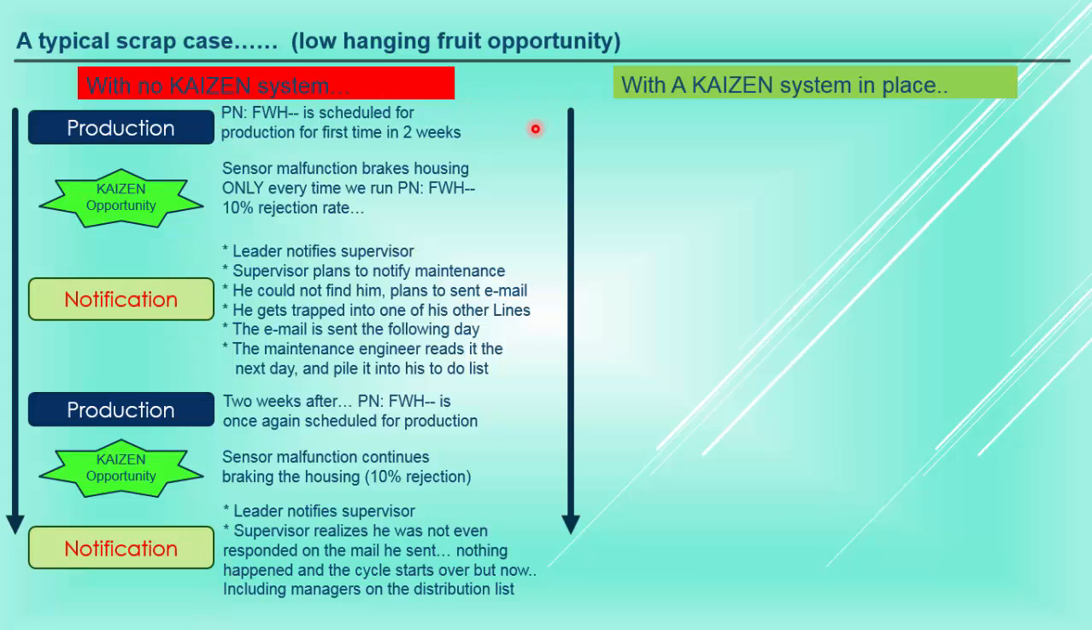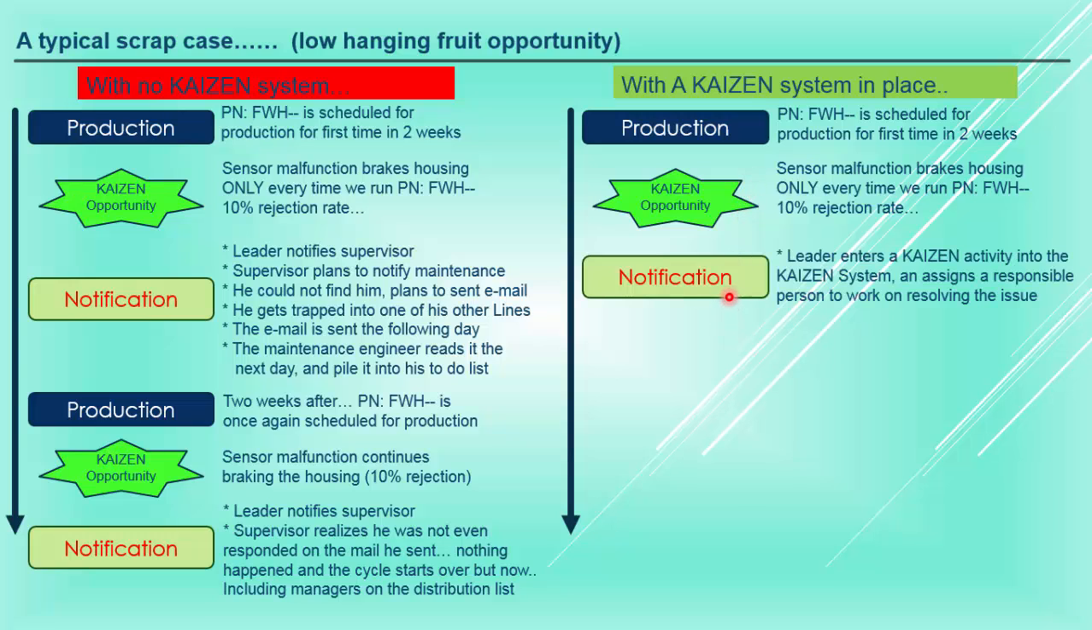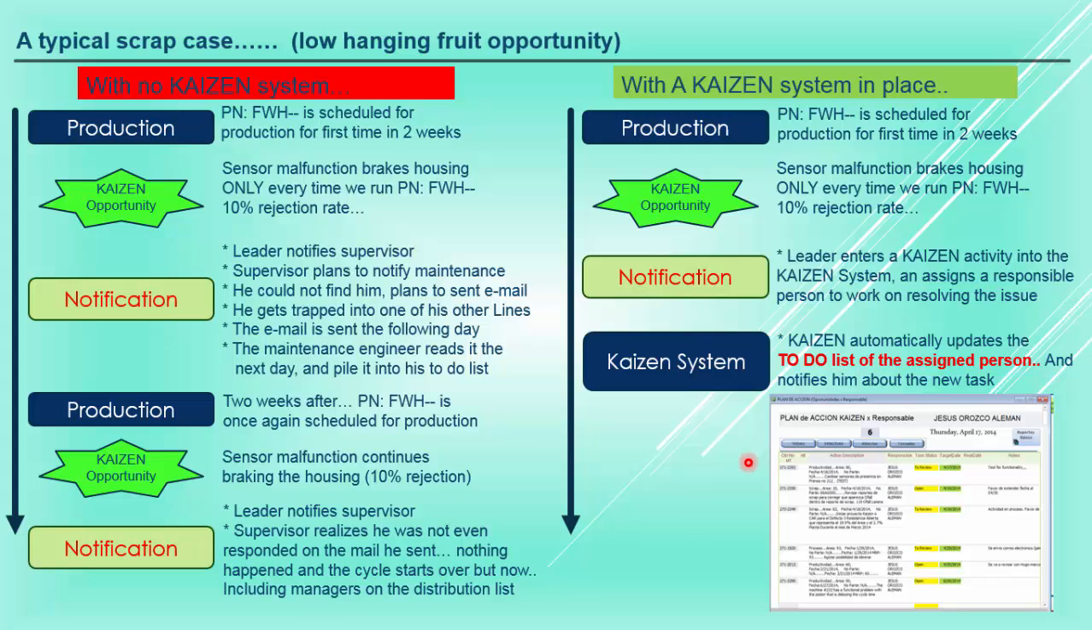Now let's see the difference when we have a Kaizen system in place. We start running the same part number, and we realize that there is an issue with the sensor malfunction. The leader, instead of notifying the supervisor, goes directly to the Kaizen system, enters a Kaizen opportunity into the system, and assigns the responsible person to work on resolving the issue. Now, from that point in time, the Kaizen system automatically updates the to-do list of the assigned person and notifies him about the new task that is on his to-do list.